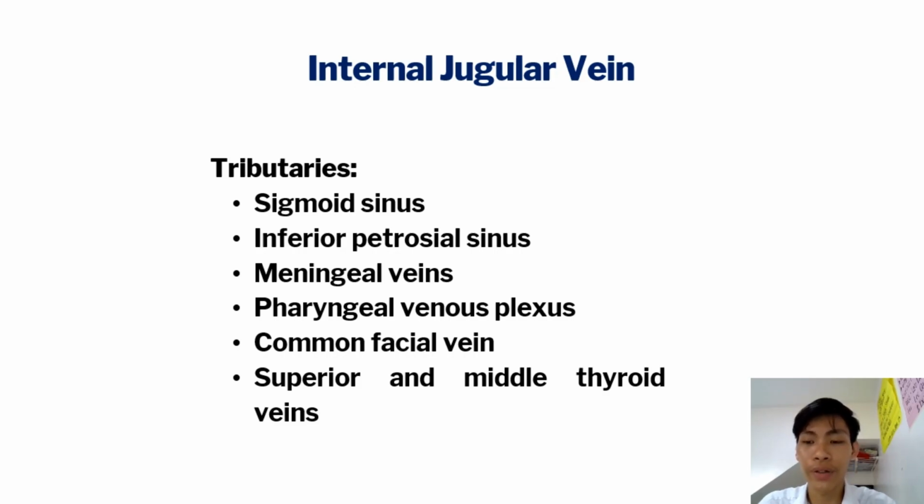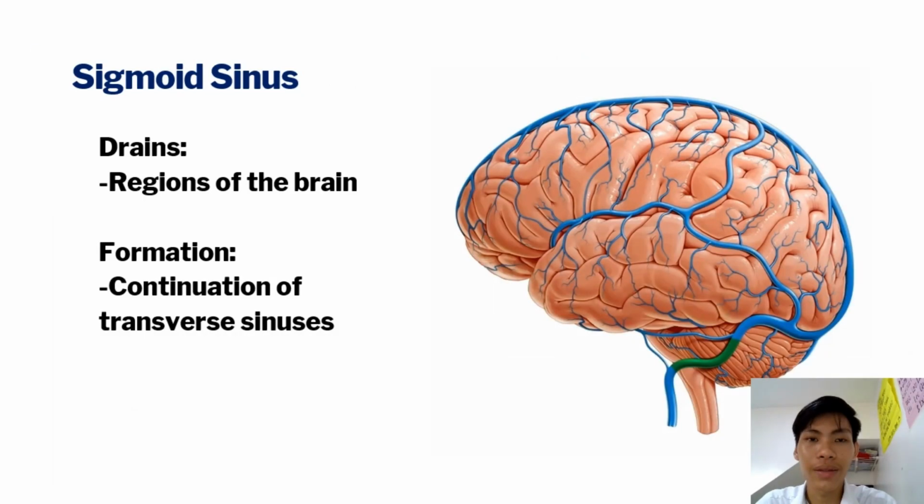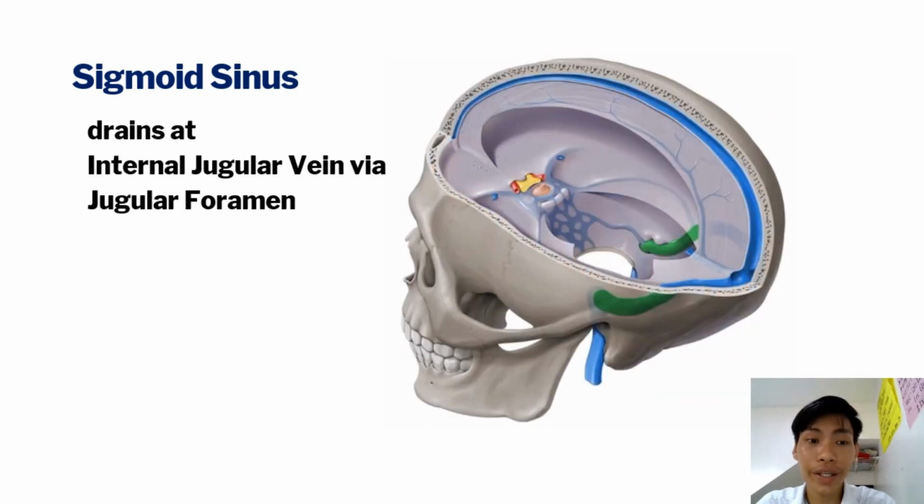The sigmoid sinus, which we have already mentioned, collects and drains venous blood from the regions of the brain. It is formed as a continuation of the transverse sinuses of the brain. It then drains into the internal jugular vein via the jugular foramen.